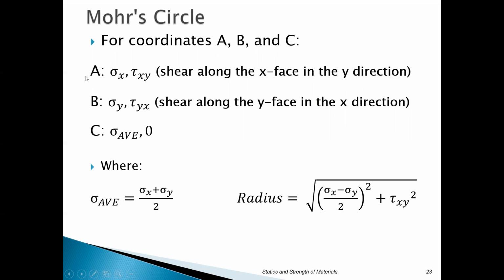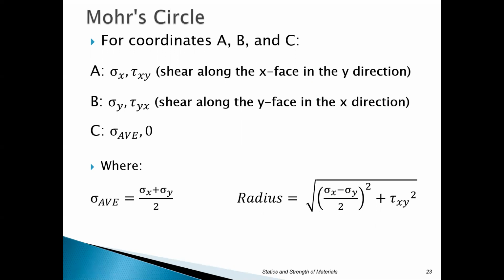So when we construct this, if we've done this properly, A, B, and C should all be on the same line. So this is a linear relationship. The radius is given by this very simple equation, which, you can see, is basically the Pythagorean theorem. So your normal stresses in the x and y direction subtracted, divided by 2, squared, plus your shear stress along the x face in the y direction squared. And that'll give you your radius. So this is your setup of it. I'm going to go through this, so it's not that tough.